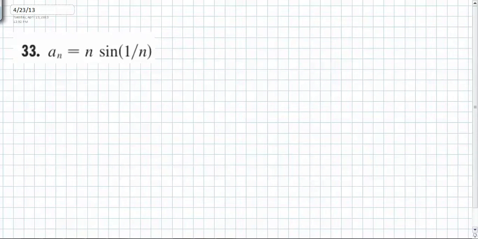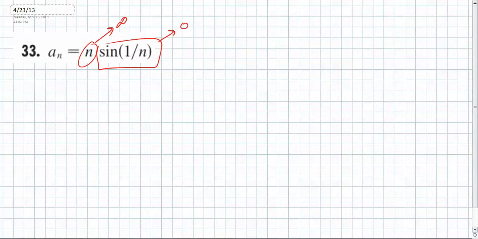The answer is... this is as n goes to infinity, right? You think it goes to 1? I mean, this gets infinitely big, right? But what does this go to? It goes to 0. So they're doing battle against each other, and you don't know which one's going to win. So you think it goes to 1?